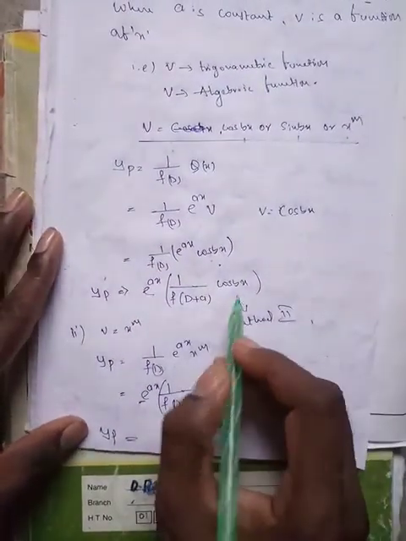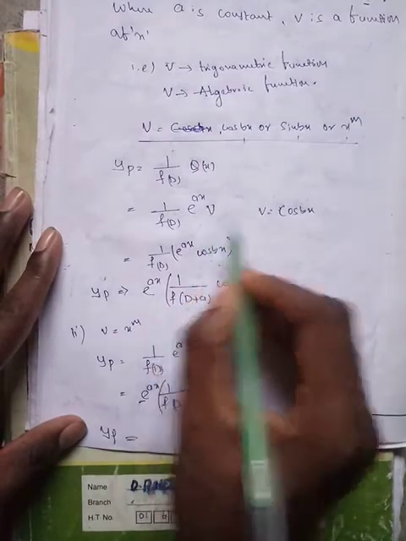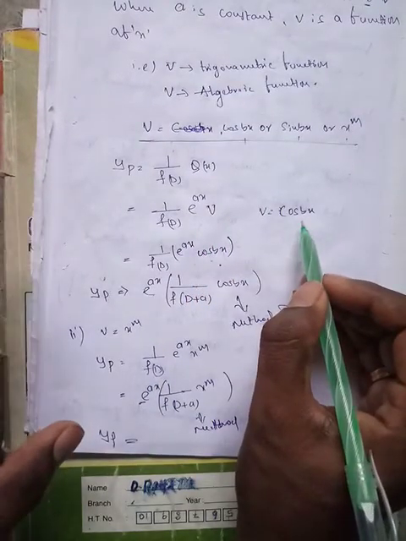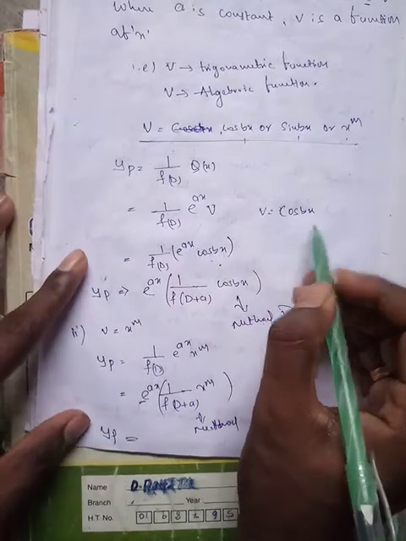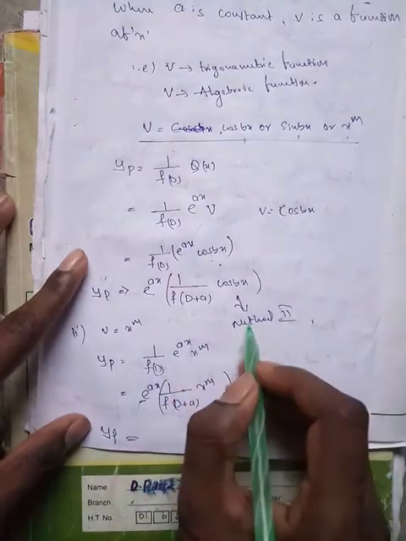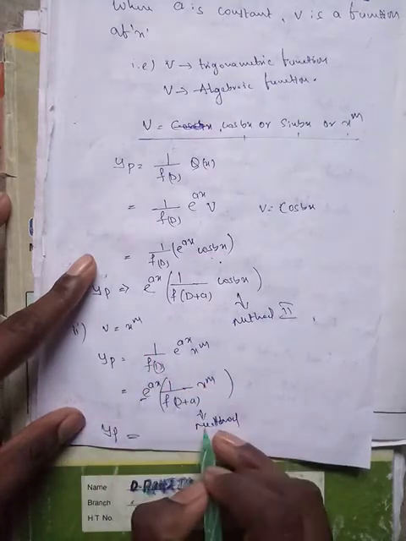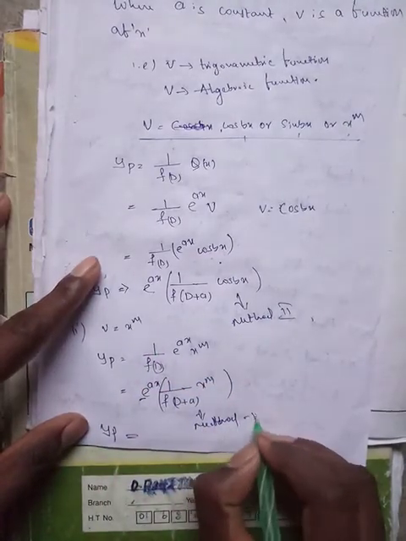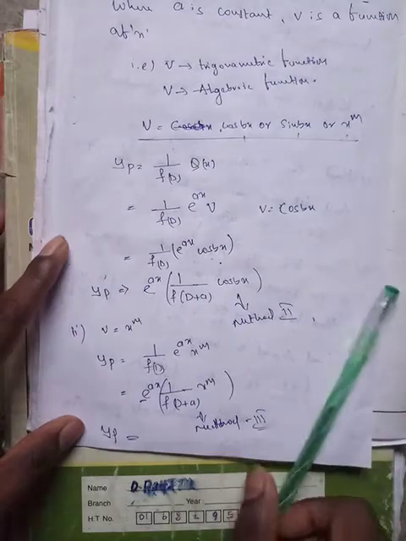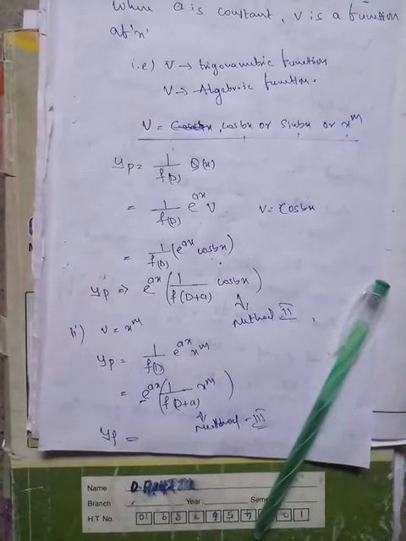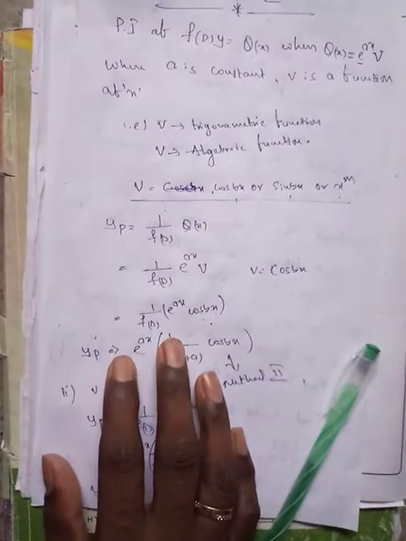So it is in the case of what here? If v is a cos bx, then we can solve this by method 2 and we'll get the solution here, right? If it is an algebraic function, we'll use method 3. Okay, like that we'll find the yp. So this is method 4.